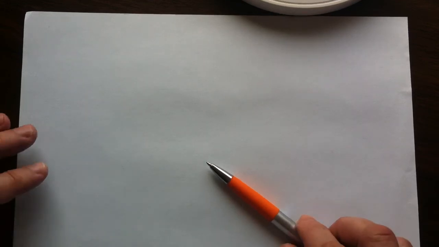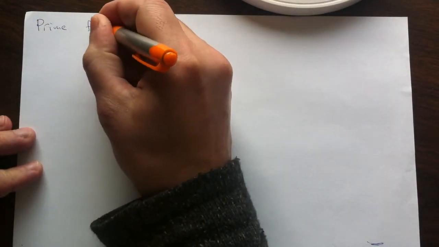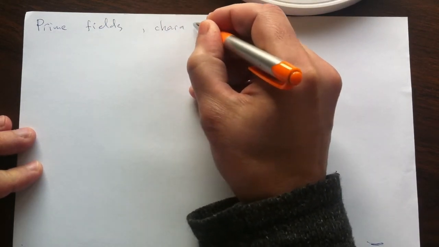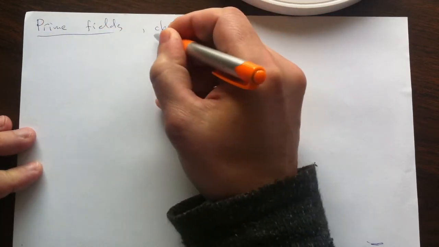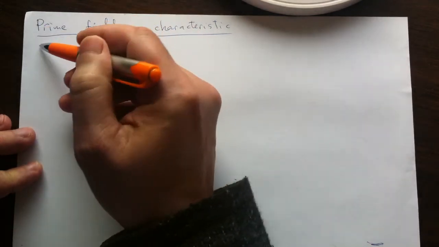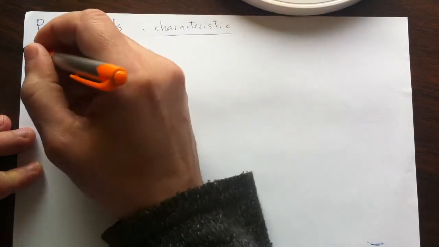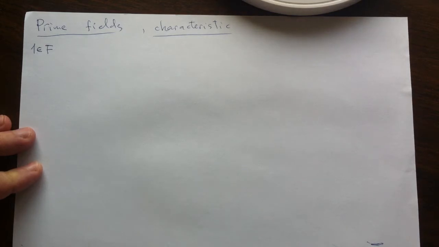This video is about prime fields and the concept of characteristic. Prime fields are the smallest possible fields. So the story is the story of just something which is inevitable in a field: the element 1, the identity under the multiplication. Any field should have such an element.